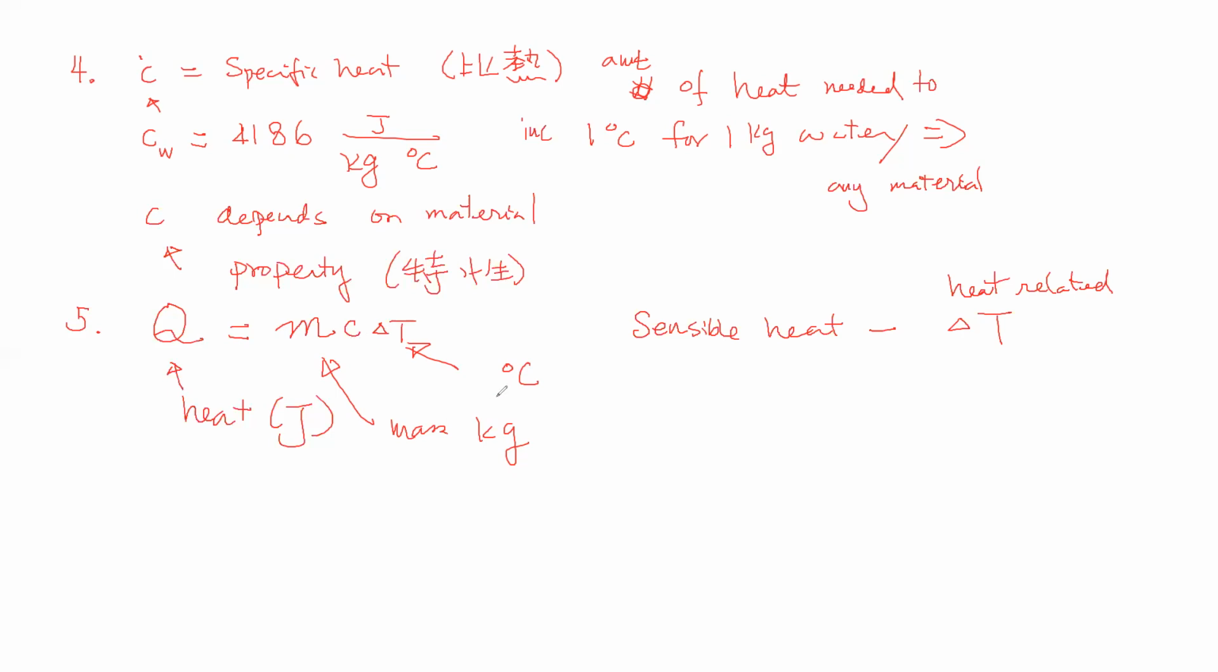So for this C, the unit will be joule divided by kg degree C. Okay, because you can see, this side is joule, and this is kg, and that's degree C, and this is joule, kg, degree C. So this cancels, cancels, cancels, cancels. Then only joule is left. So that's fine. So it works.